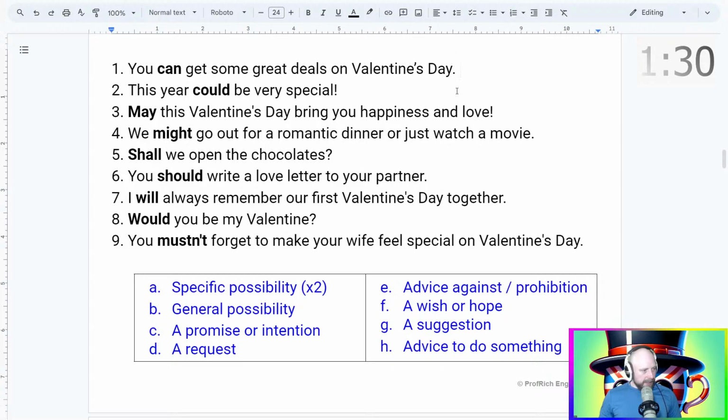So you can get some great deals. That's general possibility. This year could be very special is specific possibility. May this Valentine's Day bring you happiness and love. That's a wish or hope. We might go out. That's possibility. We might go out for a romantic dinner or just watch a movie.